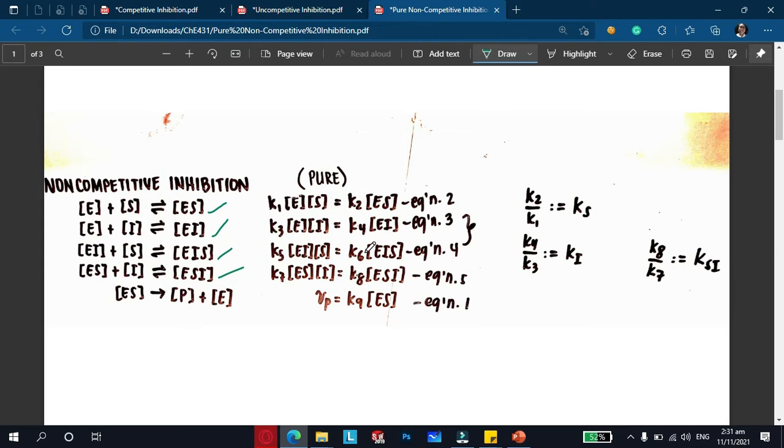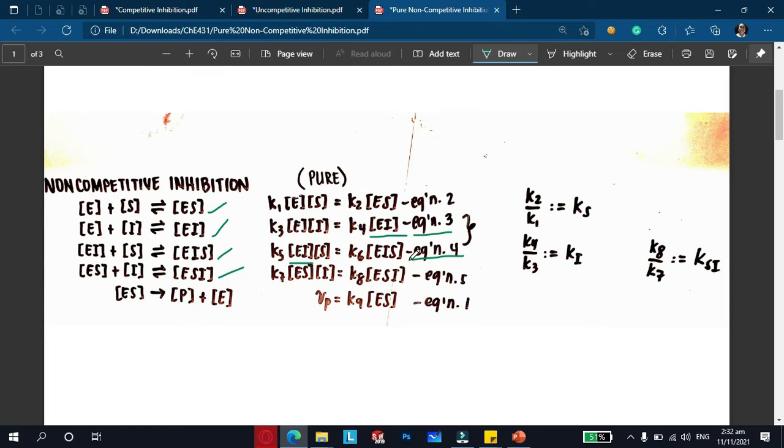So all these four are reversible, while the last one is the product equation, which is irreversible. And then we have about 9 rate constants, but we can actually simplify them according to ratio in terms of naming them. So for this pure non-competitive inhibition, to simplify this derivation, we are simply going to assume that equation 3 and equation 4 are 1 by the enzyme inhibitor concentration. Therefore, k sub 4 over k sub 3 will be equal to k sub 6 over k sub 5.